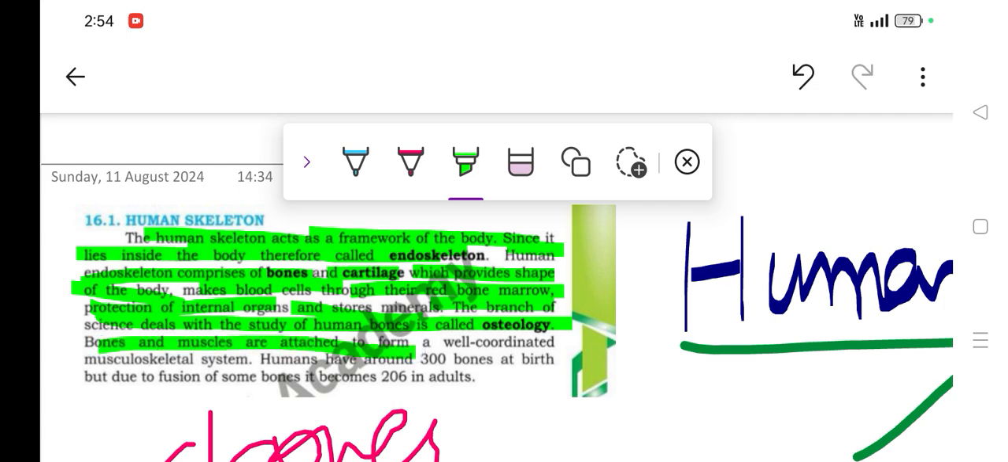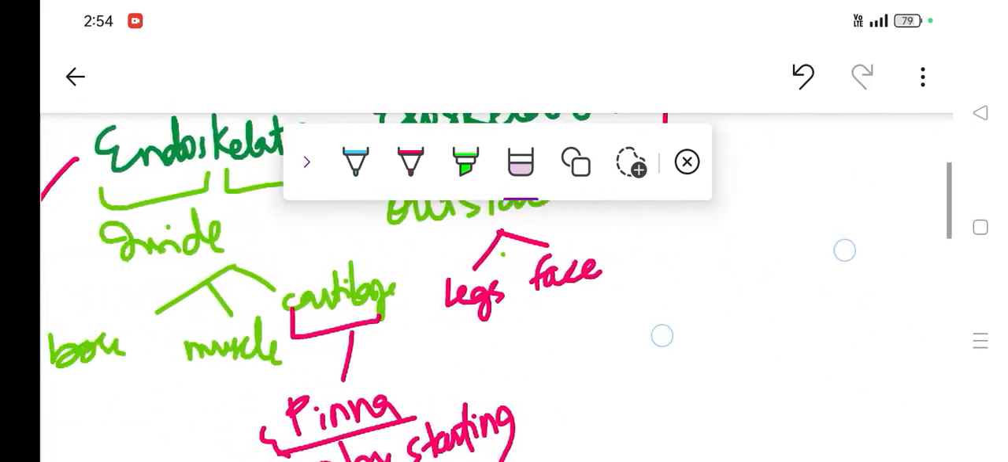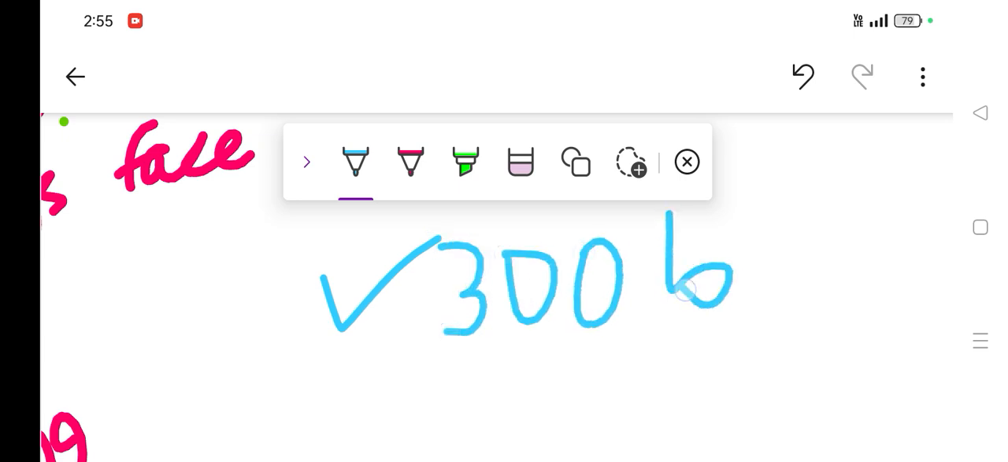Bones and muscles are attached to form a well coordinated unit. Muscles and bones, when they are combined and well coordinated, form a system called the musculoskeletal system. And humans have around 300 bones. Yes, a very important point when we talk about the bones.